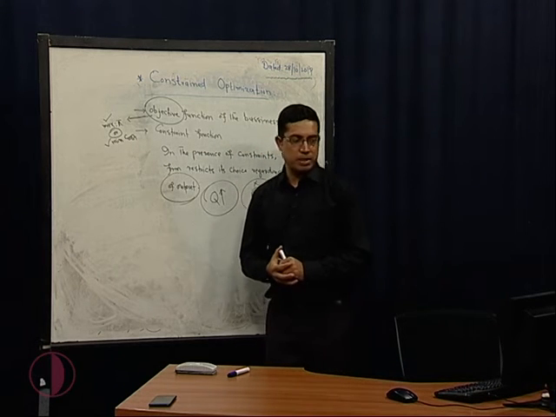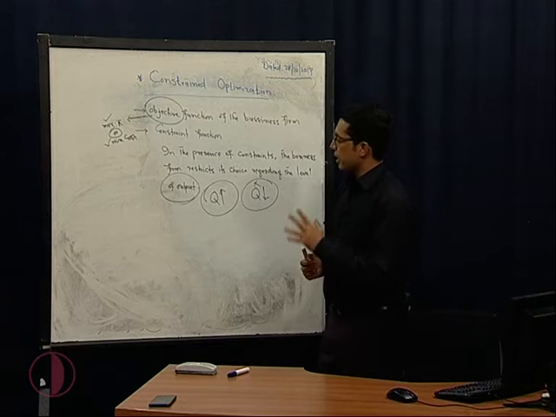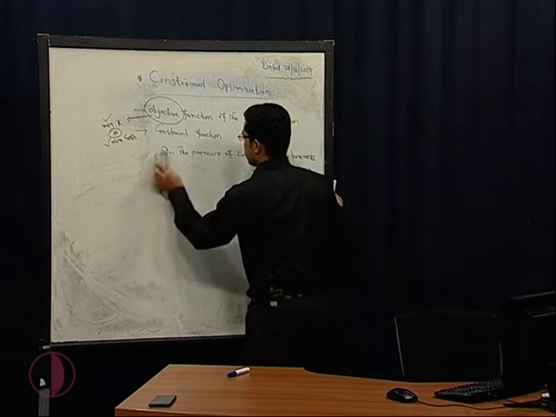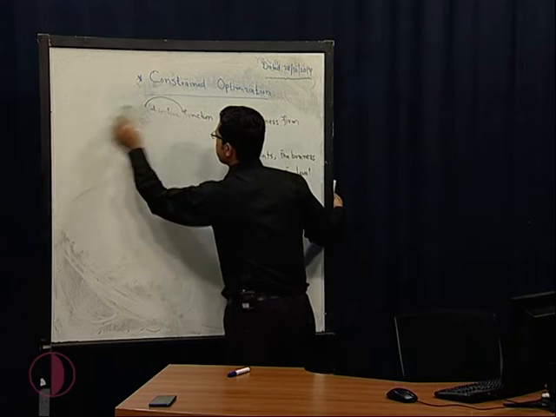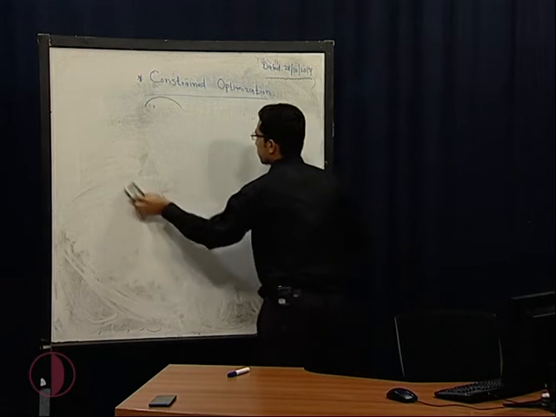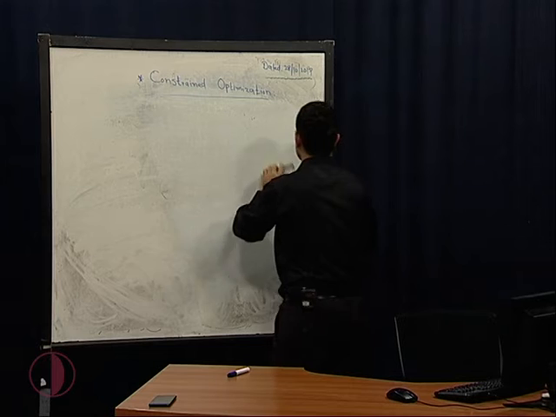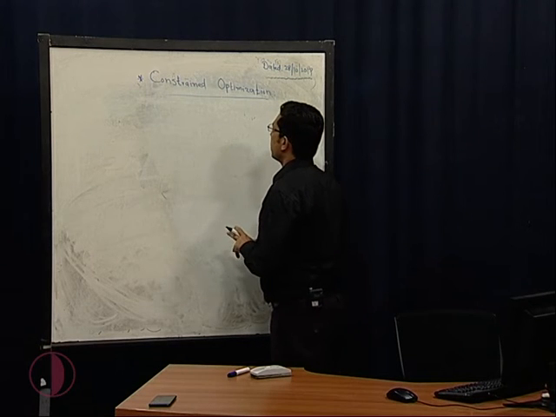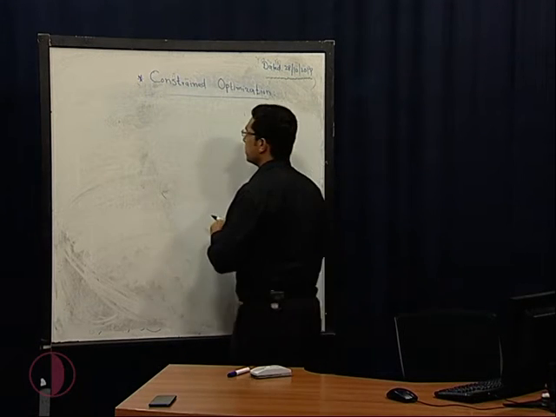So, constraint optimization problem can be solved by two methods. We have two methods to solve the constraint optimization problems. The first method is known as the substitution method, and the second is known as the Lagrangian multiplier method.